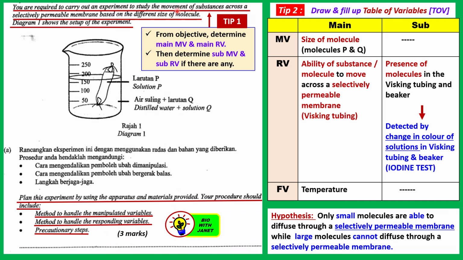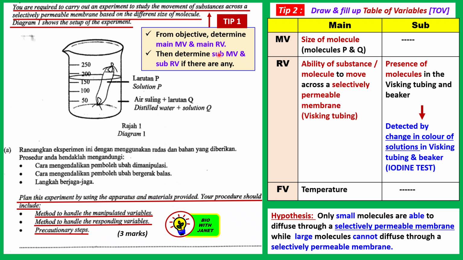All right, so find the objective. The objective is to study the movement of substances across a selectively permeable membrane based on the different sizes of molecules. Then from this objective, determine your main MV and RV. Now, these are my own personal terms. Main means that it is the MV or RV from the main aim or objective.